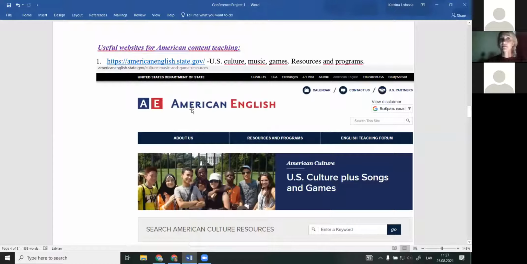And the first website that I included is americanenglish.state.gov, and this website was already mentioned during the previous presentation from the US Embassy. If you click on American English, you can find US culture and music and games. And I found for myself a lot of fun activities for students. Mostly vocabulary games, word search, puzzles. And what is great about the resources is that they are in PDF format, so you can print them out and use them in your classes.